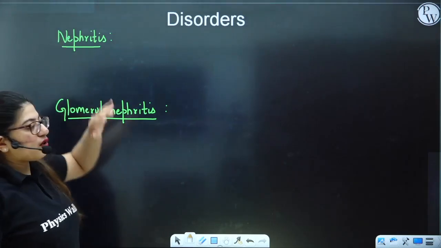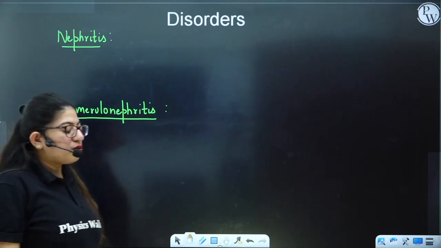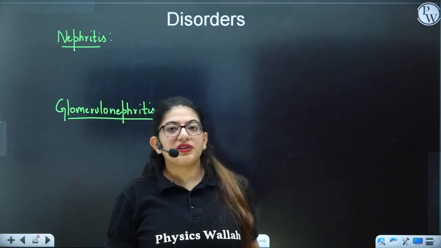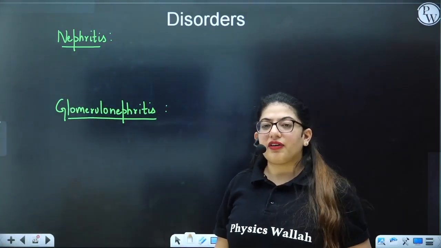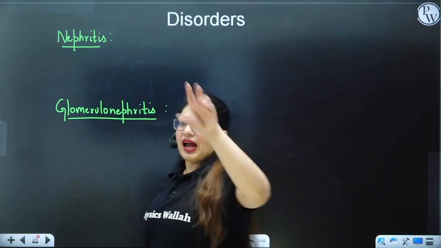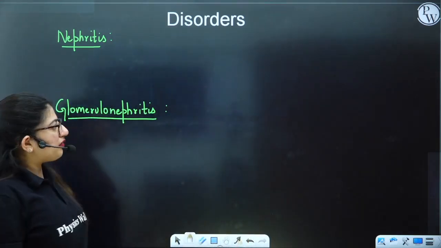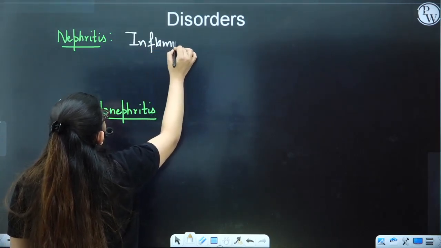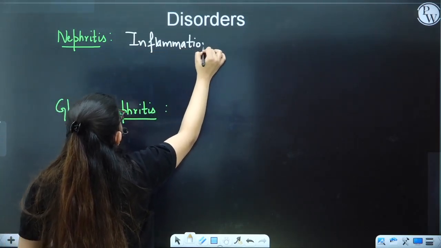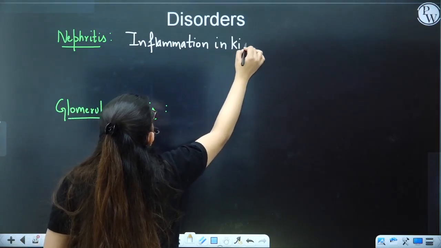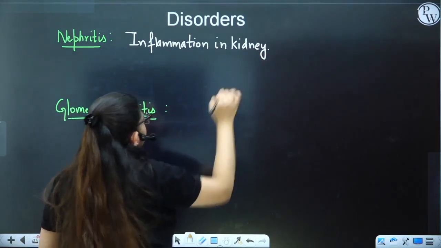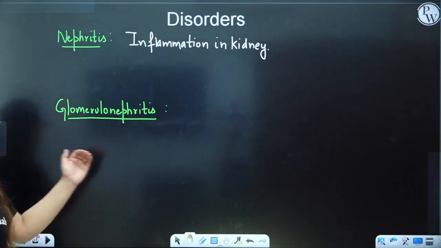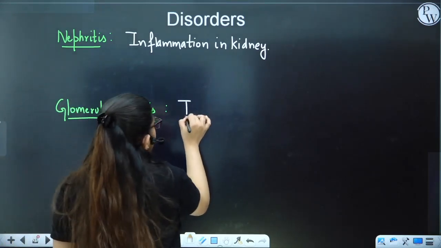Moving further to the disorders. First disorder is nephritis. So you must be thinking of the word nephron, right? Yes, there is inflammation of the nephron, but here the entire kidney gets inflamed. So we better call it inflammation in kidney. Whenever we get inflammation in kidney, you call this disease nephritis. What is glomerulonephritis? When there is inflammation in the glomerulus.